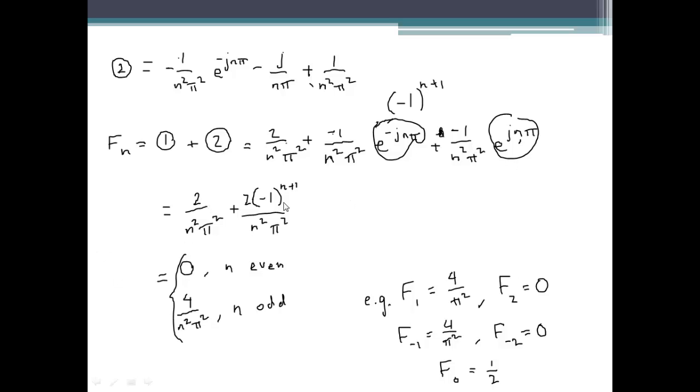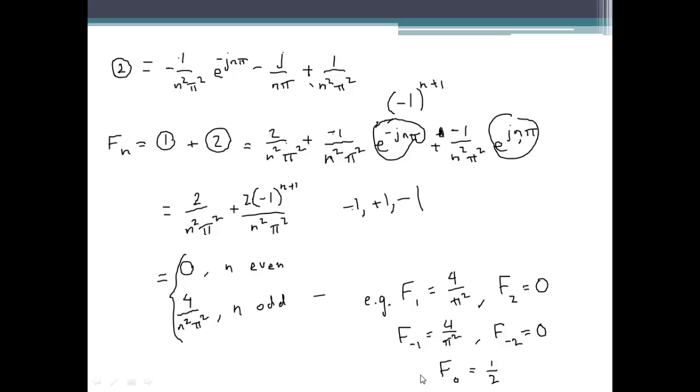So what we see once we make this simplification is that we can rewrite it as 2 over n squared pi squared plus 2 over n squared pi squared times -1 to the n plus 1 power. And because -1 to the n plus 1 power is periodic, it goes from -1 to 1 to -1, etc. We can rewrite this in the case when n is even and when n is odd. And we see that when n is even, we get that the Fourier series coefficient is 0, and when it is odd, we get 4 over n squared pi squared. And so a few values of these coefficients are given on the side.